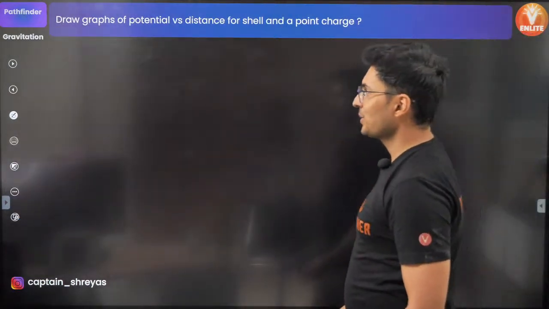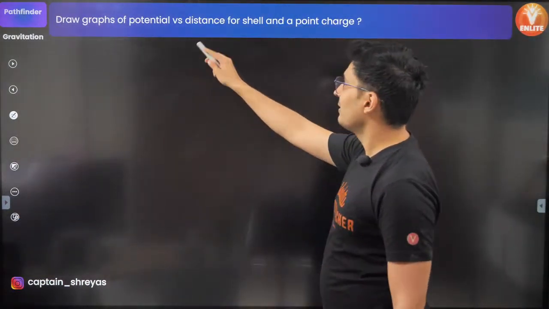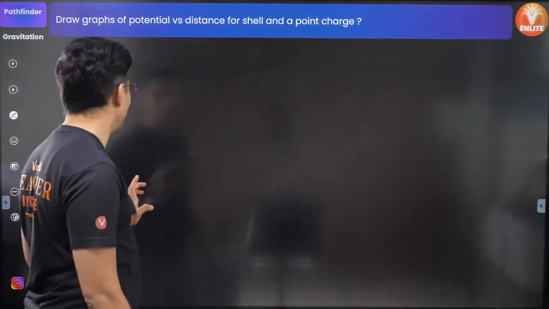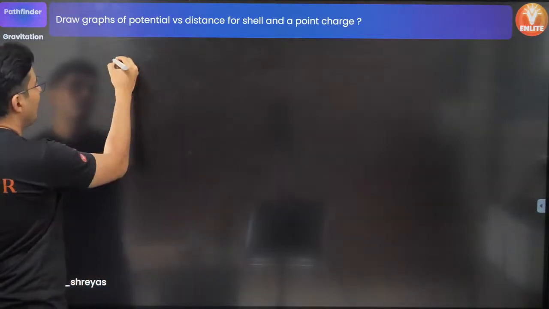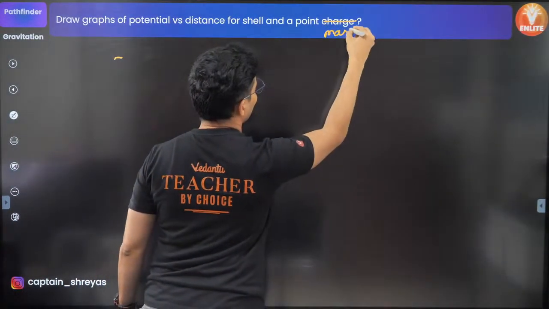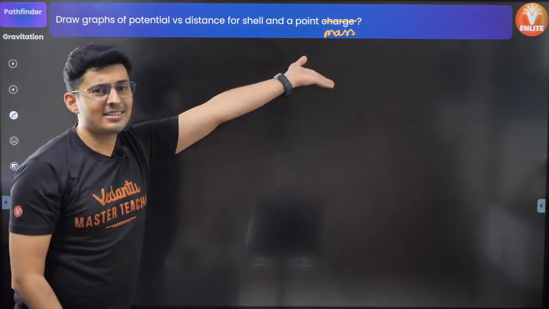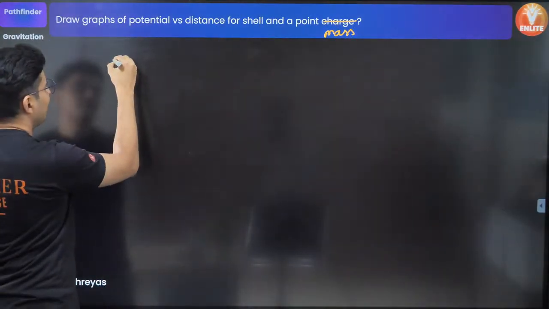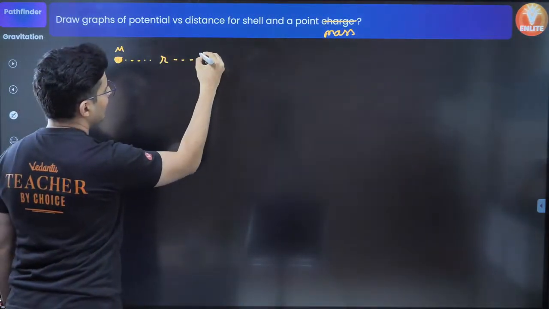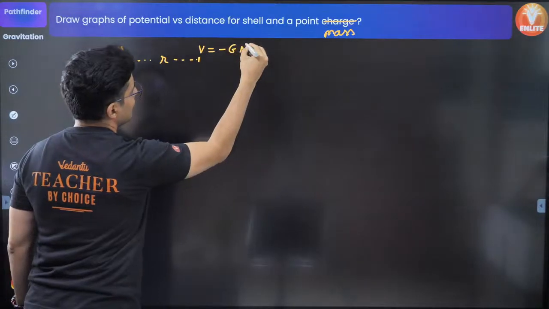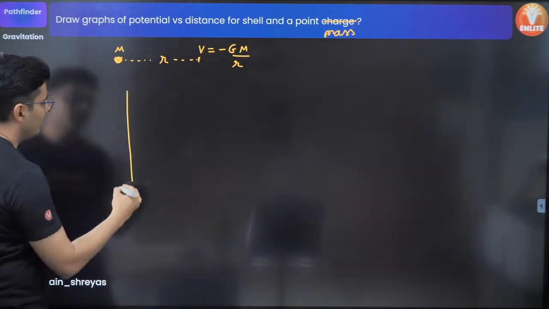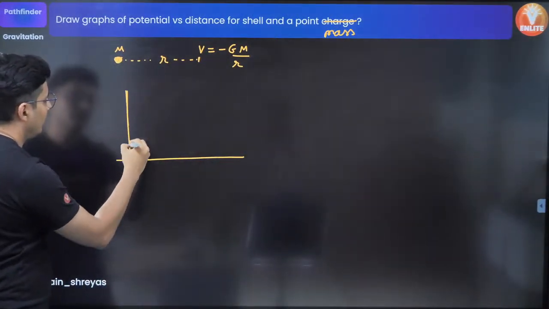Okay. Last question. Draw the graphs of potential versus distance for a shell and a point charge. Very simple. Let's start with point charges first. So for a point, oh sorry, this is not charge, this was supposed to be mass, guys. I'm so sorry, but anyways, it's the same thing. So you have a point mass and you are at a distance r. The formula for potential is minus GM by r, right? So how will the graph look like?